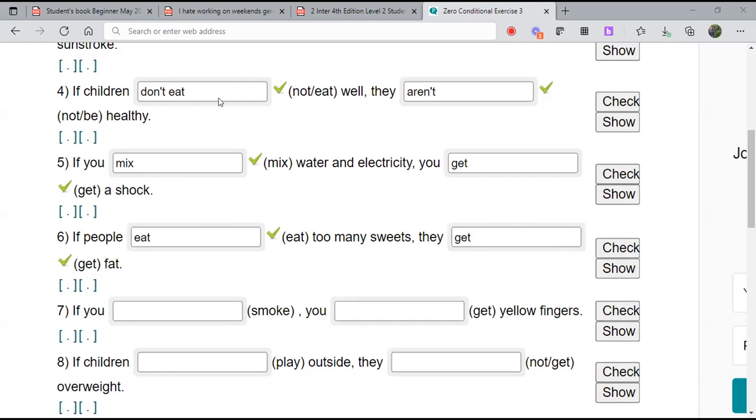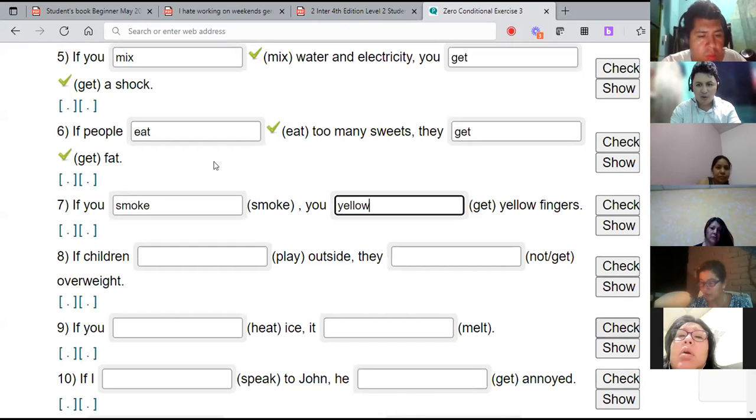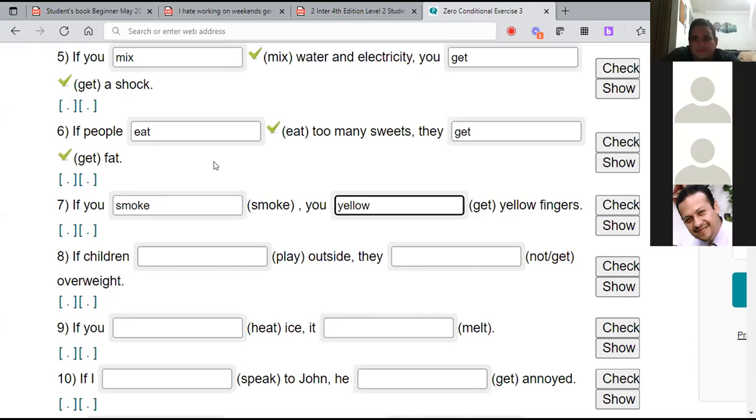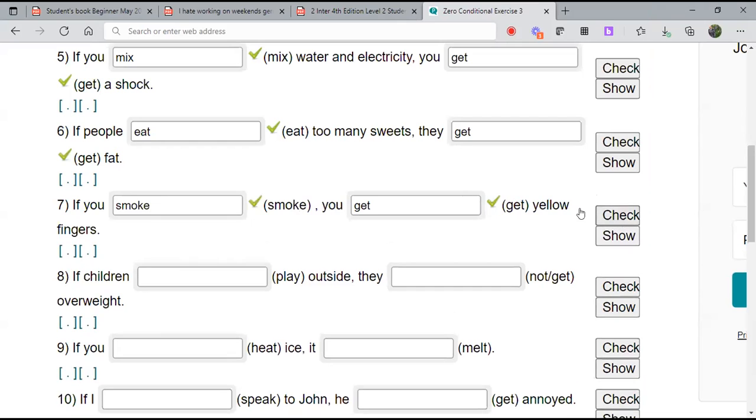Let's see. Miss Susana Portillo, would you help us with the next one? Seven, please. If you smoke, you get yellow fingers. Yes, and you also get lung cancer. Yeah, we have to be careful. I mean, sometimes it happens. Okay, thank you so much. You get yellow fingers. All right, perfect.